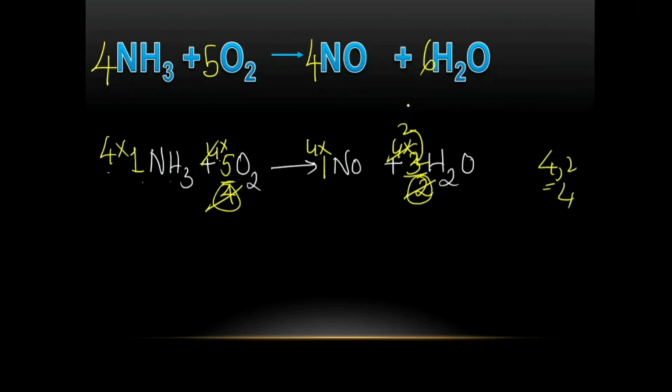Done. So let us check whether we have done it right. 4 nitrogen, 4 nitrogen, hydrogen 12, yes 12 here, oxygen 10, these are 4, 4 plus 6, 10. Done.